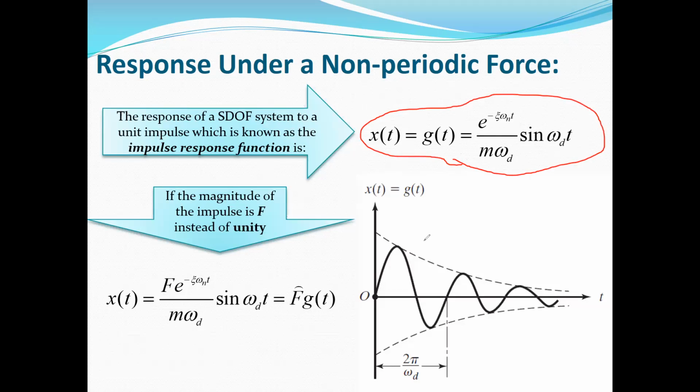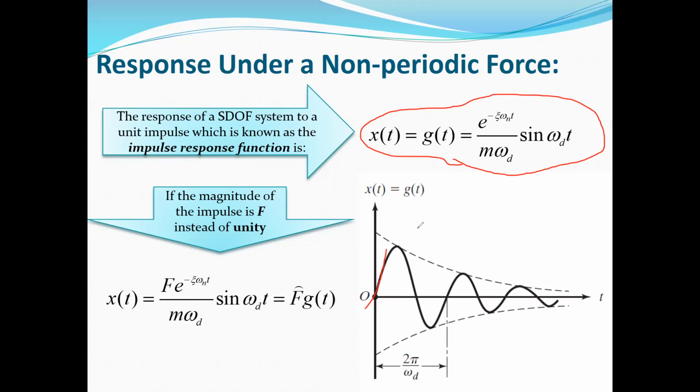And if you plot x(t) over time, it has some behavior like this. Of course, all of these results are only for an underdamped system, okay? So for an underdamped system, if you plot the response subjected to an impulse, you can see it starts from here, and in fact this is 1 divided by m, and 1 is the magnitude of the impulse.